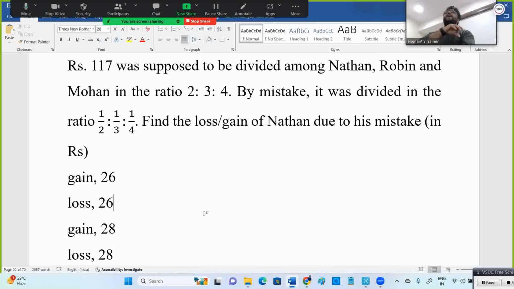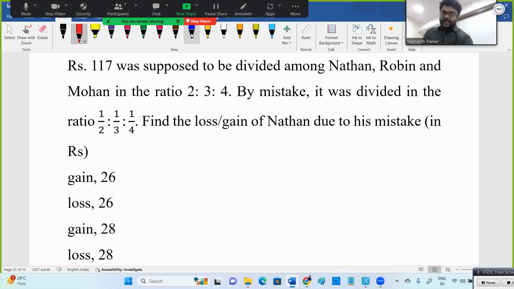If we distribute it normally, he'll get less amount. In 2 is to 3 is to 4, 2 is the smallest value, so Nathan will get less amount. But 1 upon 2 is the largest among these. Okay, he'll get a gain for sure, good. But how much? Gain is correct, loss is not, because in the normal way Nathan gets less amount.